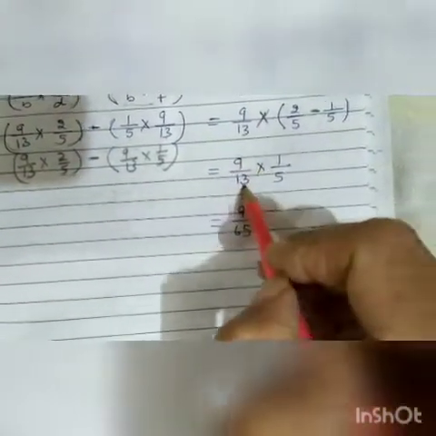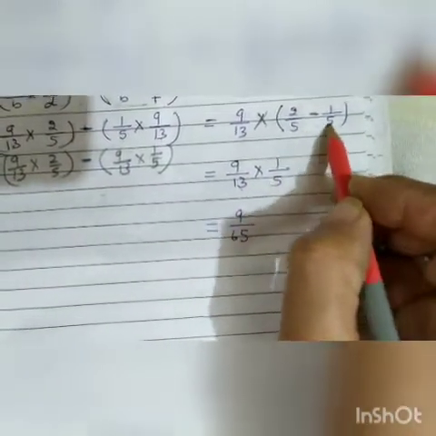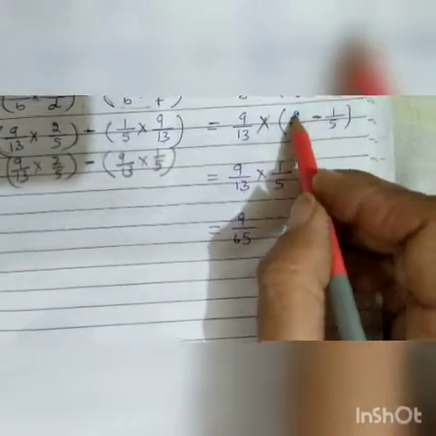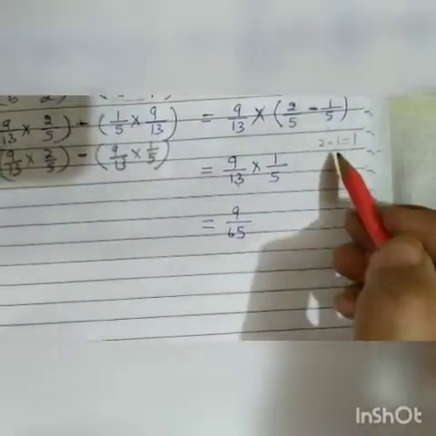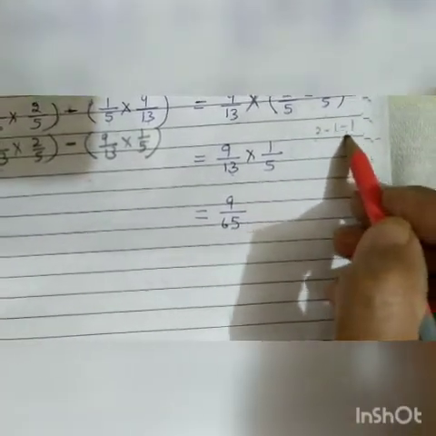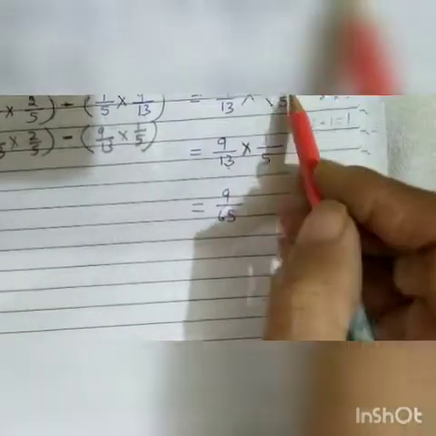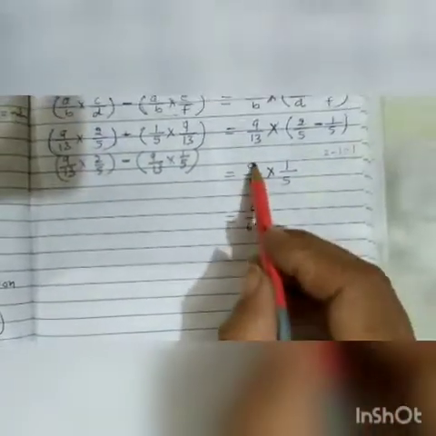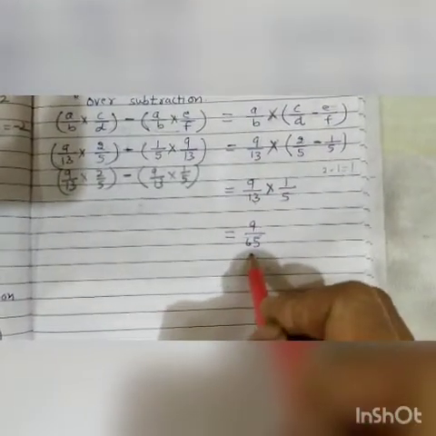Again this 9 upon 13 into, see here again both the denominators are same. So we will simplify it, 2 minus 1. 2 minus 1 is equal to 1. Simply as small kids do, 2 minus 1 is equal to 1. So 9 upon 13 into 2 minus 1 is equal to 1 upon 5. So 9 ones are 9, 13 fives are 65.